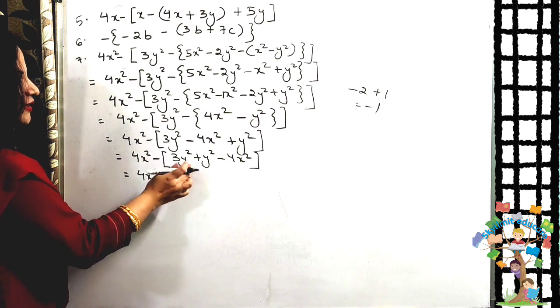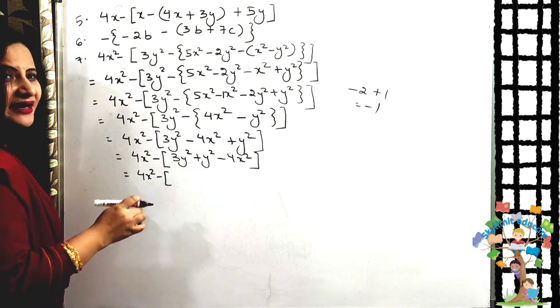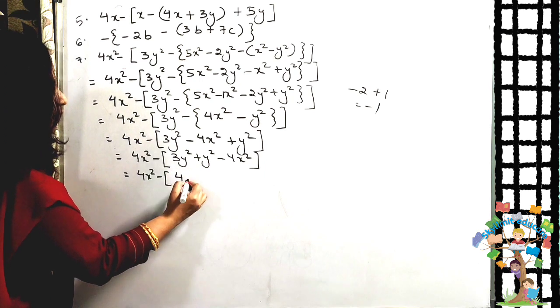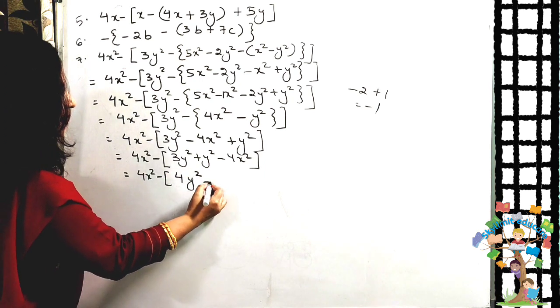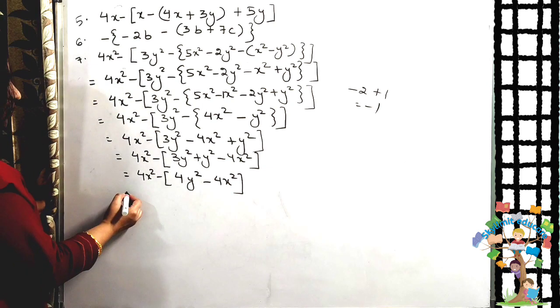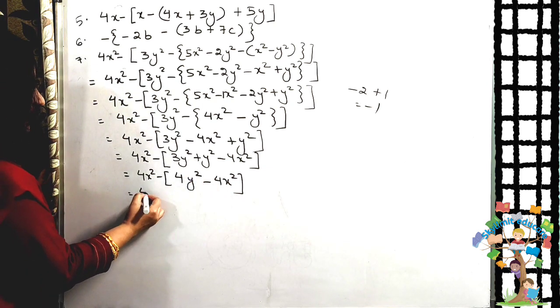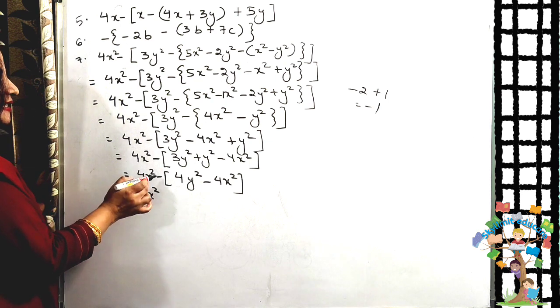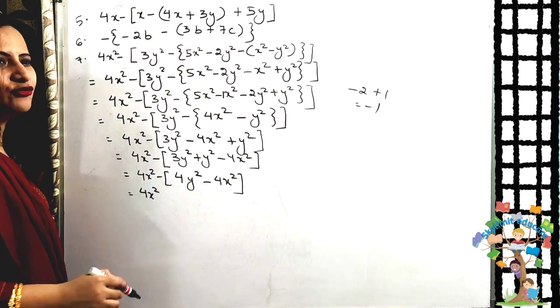Both are y square, 3 plus, nothing is there, what is there? 1. 3 plus 1 is how much? 4, and the literal coefficient is y square minus 4x square. Right? Now let me open this square bracket also. But before opening, see the sign. Minus sign is there, so be careful again.